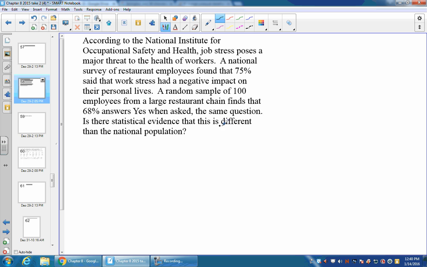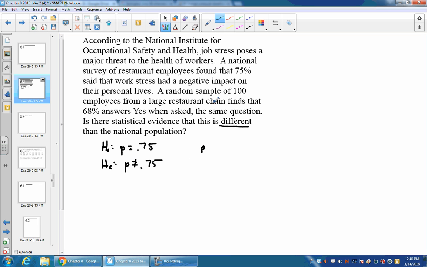Now, one key thing to look at is the word different. We're not wanting to see that this is less than, more than, just that it's different. So that'll help us out with our hypotheses. Our null hypothesis is that our population proportion is the same as the national proportion, which is 0.75. Our alternative hypothesis is that it's different than that, which is not equal to 0.75.